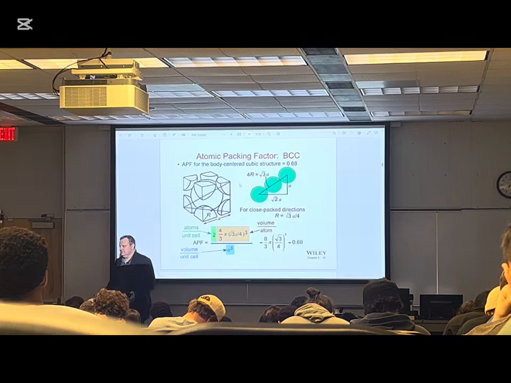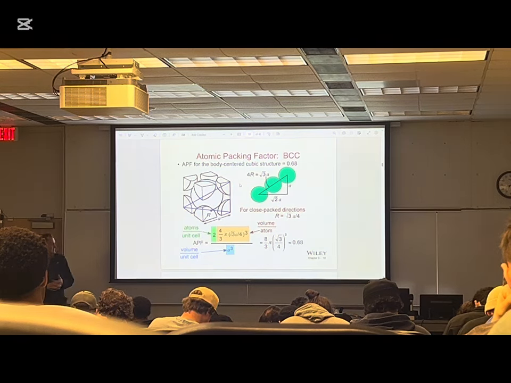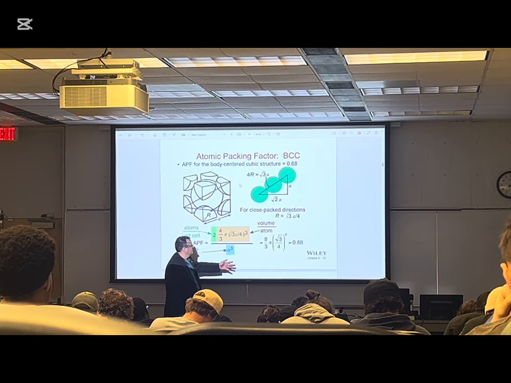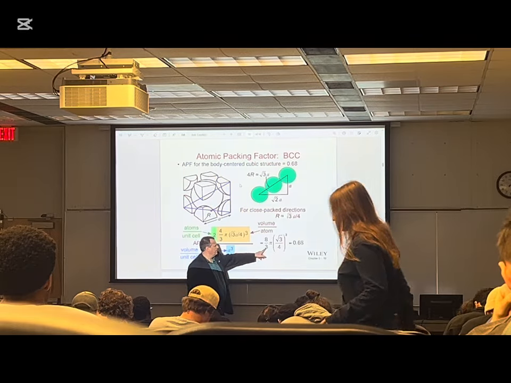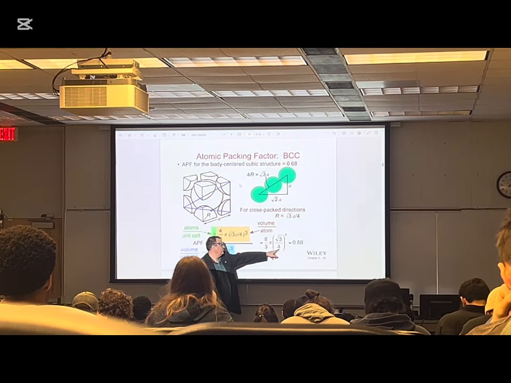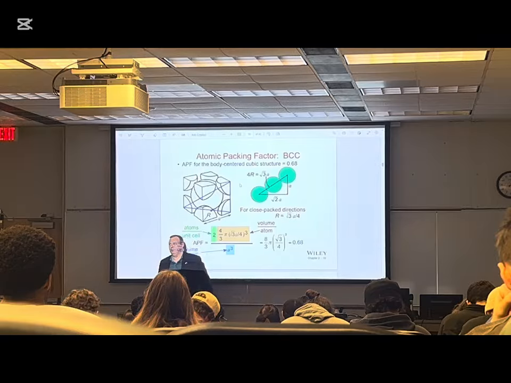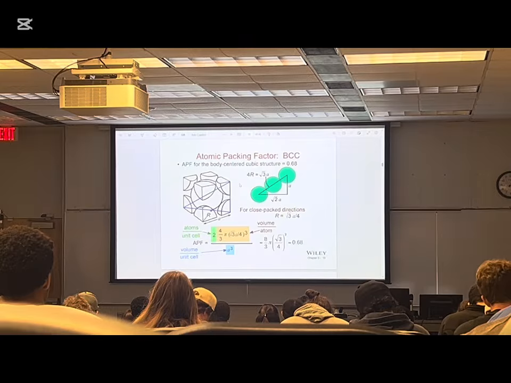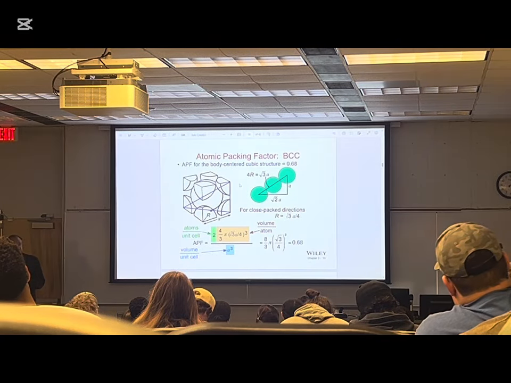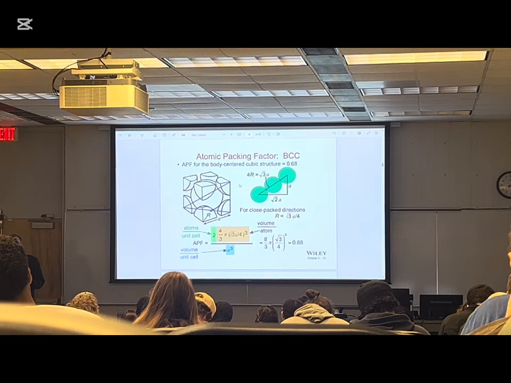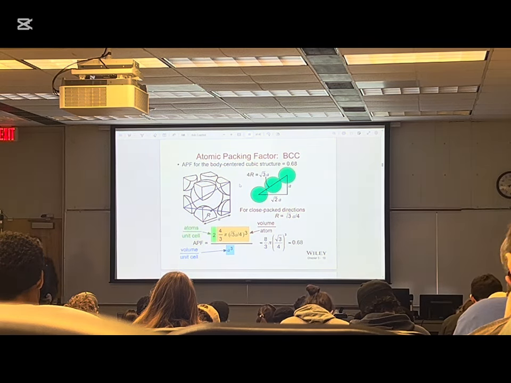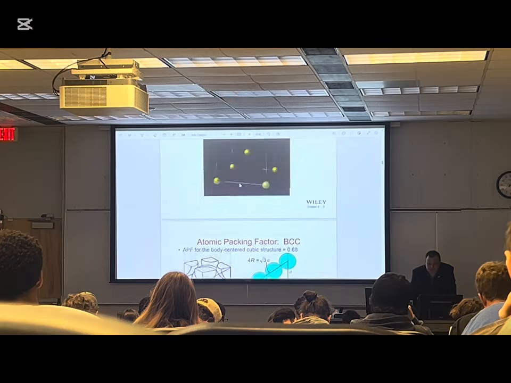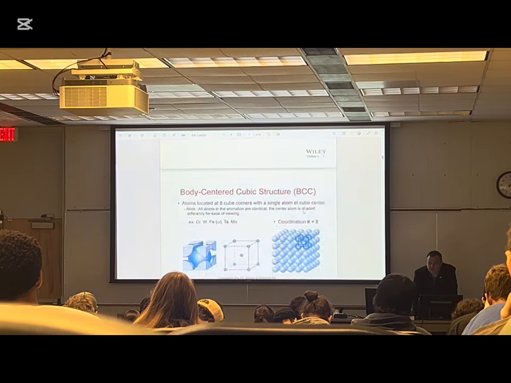And once we just do the simple math, cancel out the a to the 3rd, what do we have? 8/3 pi times the square root of 3 over 4 to the 3rd power, and that is equal to 0.68, or 68%. So for body-centered cubic, the atomic packing factor is 68%. We just improved the efficiency of packing from 52% for simple cubic to 68.